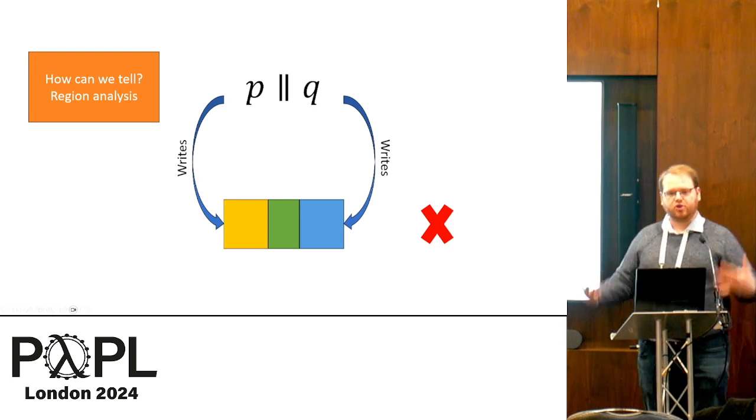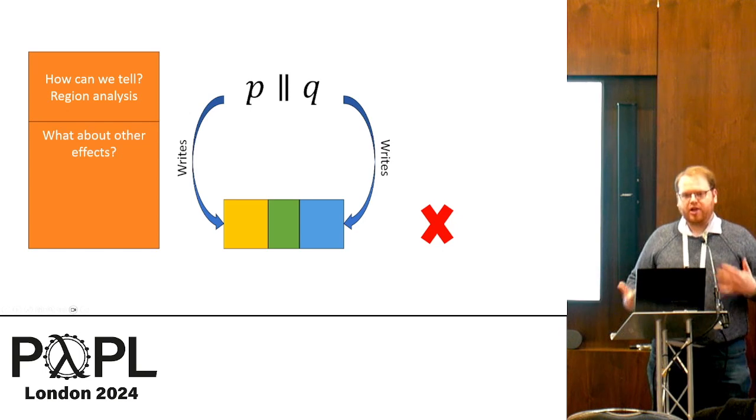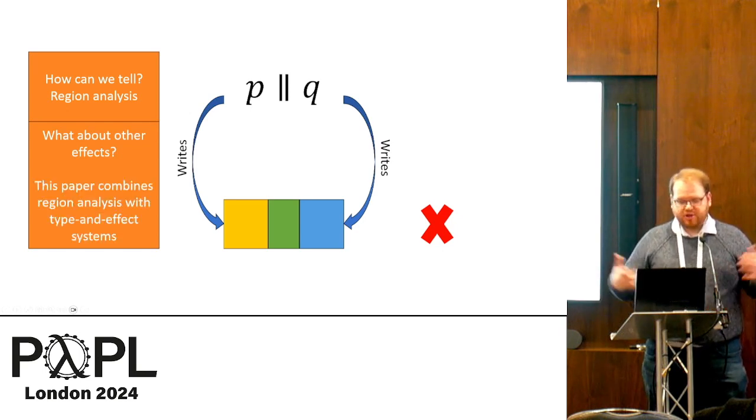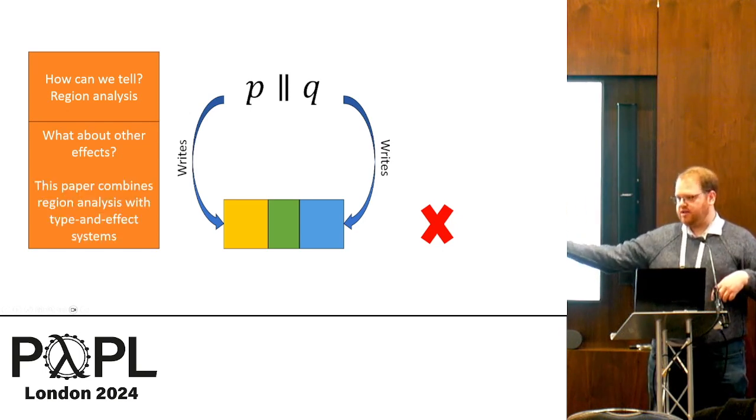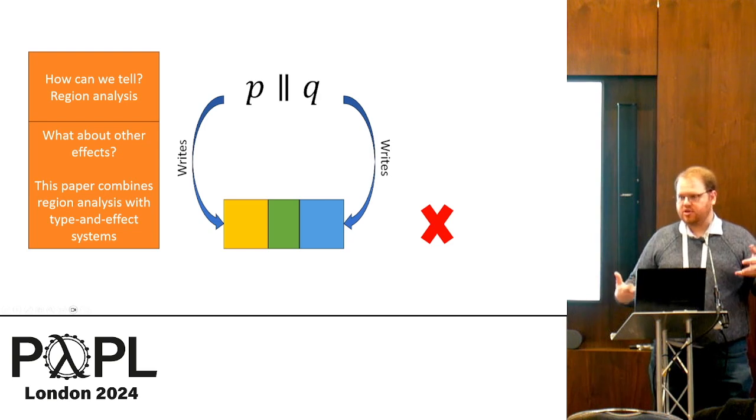Well, there's something called region analysis, which is a type of effect analysis that they do. But what about other effects? What this paper does is actually combine region analysis, which is a very complicated form of effect analysis, with a more general effect analysis called type and effect systems, to try to do both at once.